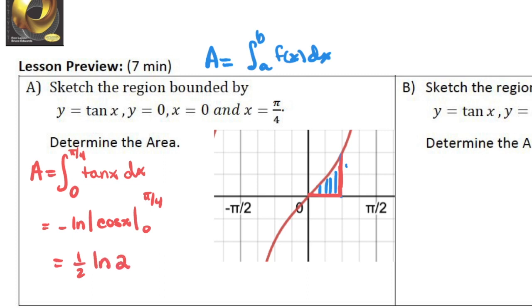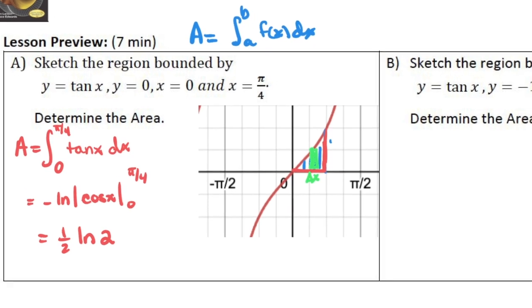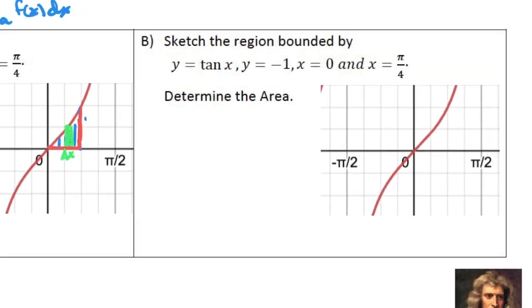Now, as we think about this, the f of x denoted the height of your rectangle, and delta x was the width of the rectangle. And if we use Riemann sums, we're going to add up all of the areas of the rectangles in order to get the area formula.